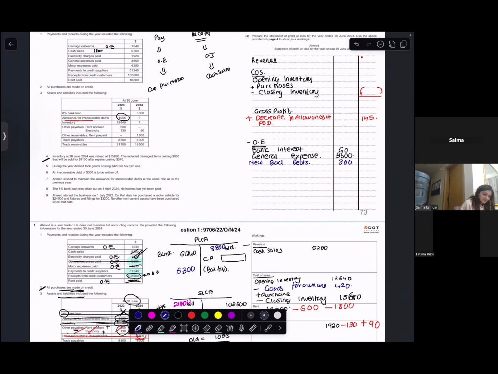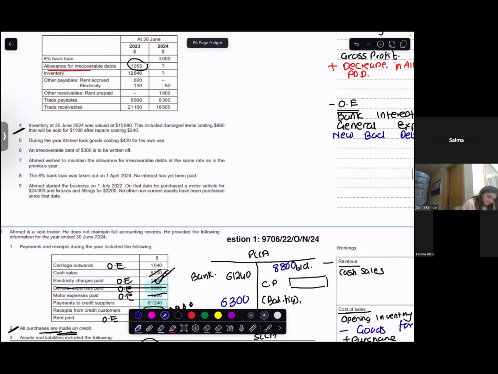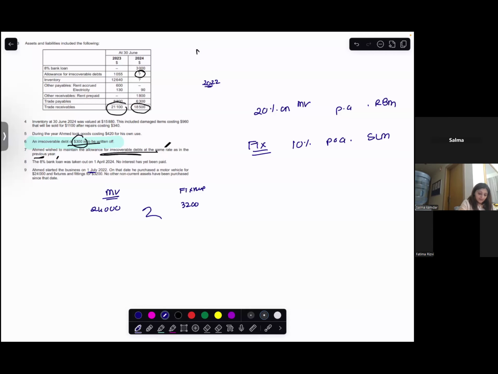Okay, so there is a depreciation policy on fixtures and fittings. It is 10% per annum using the straight line method. So here I can directly calculate the 10%, which would make it how much? 320. 3,200 into 10%, 320 is depreciation on fixtures.